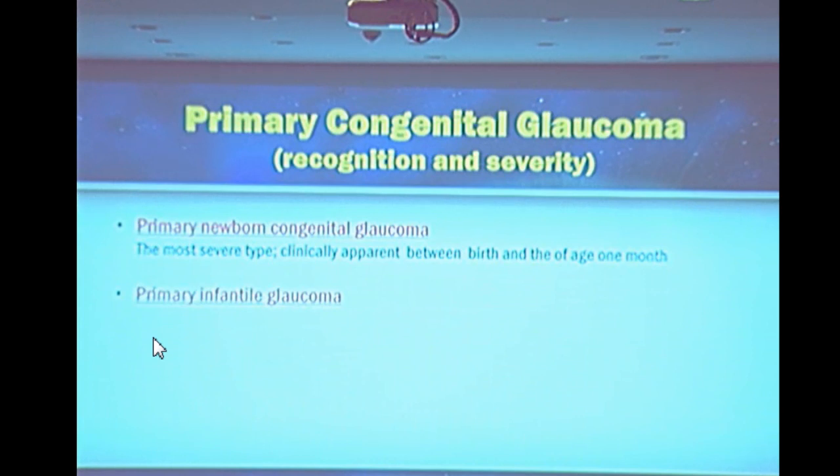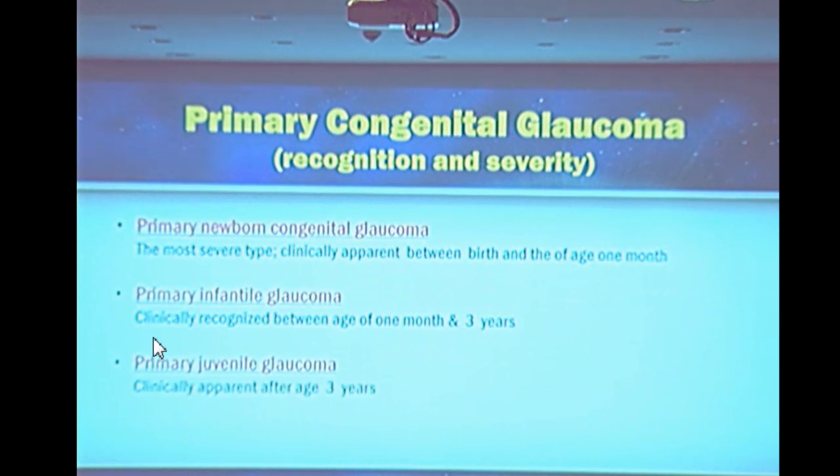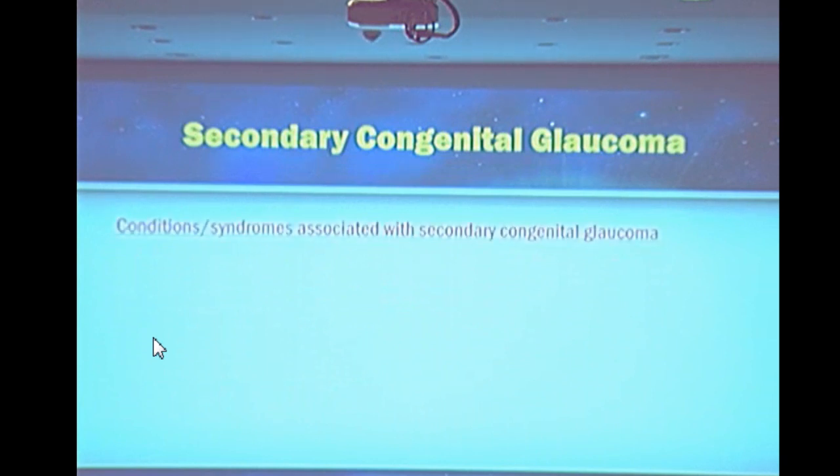Then comes the primary infantile glaucoma, which occurs or is recognized between the first month and 24 months of age, and carries the best prognosis regarding the surgical outcome. Then comes the primary juvenile glaucoma, which is diagnosed after the age of 2 or 3. There are many opinions in regard to this issue.